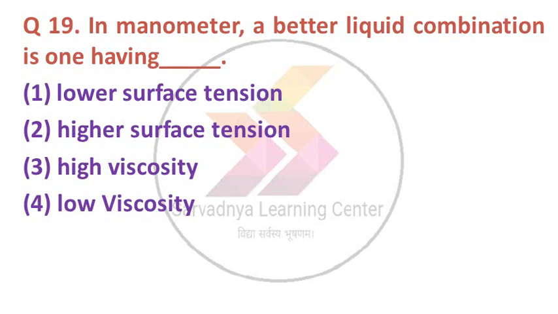Next question: in a manometer, a better liquid combination is one having dash. Option 1, lower surface tension. Second, higher surface tension. 3, high viscosity. 4, low viscosity. The correct answer is option number 1, lower surface tension.